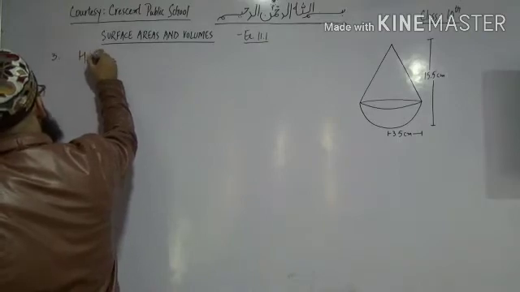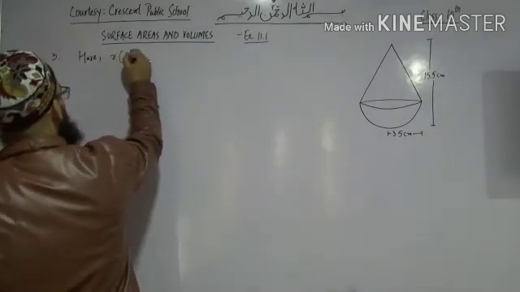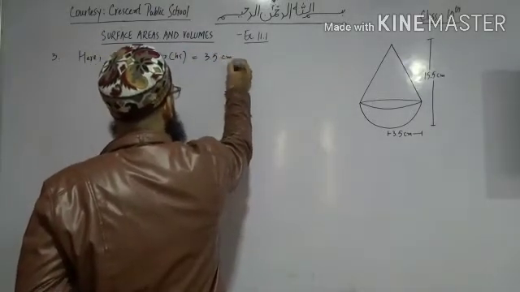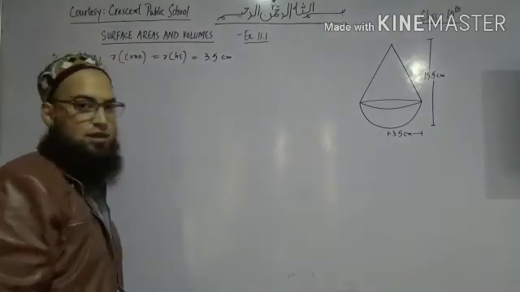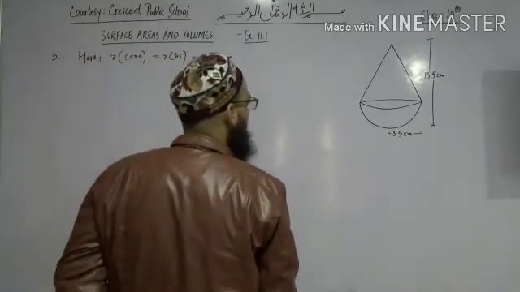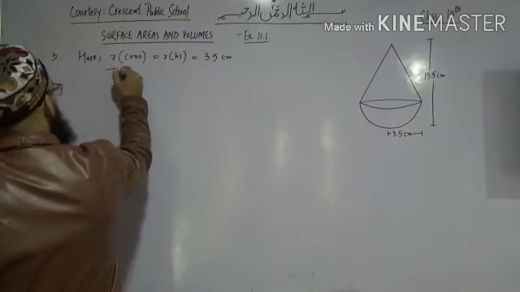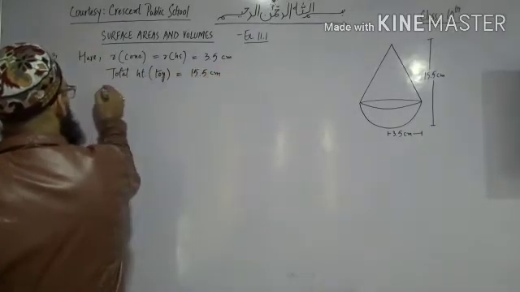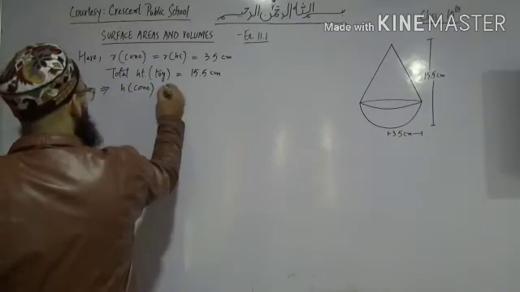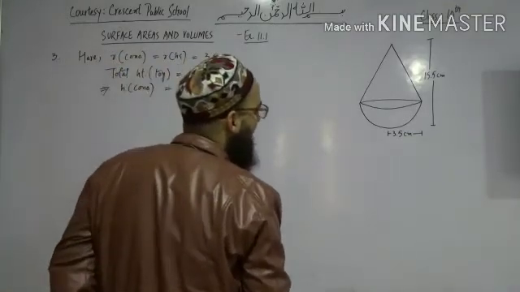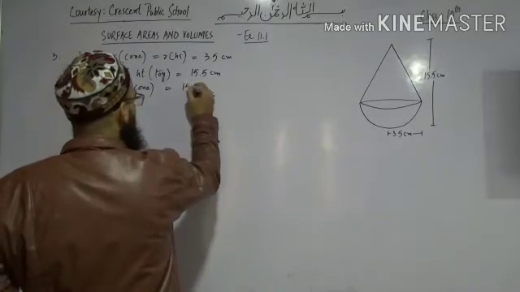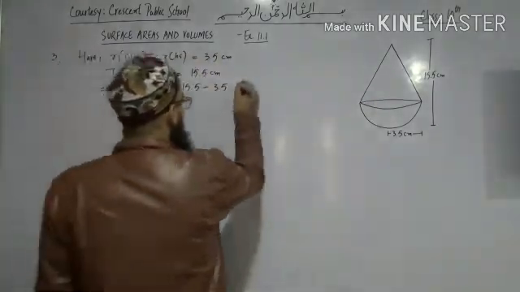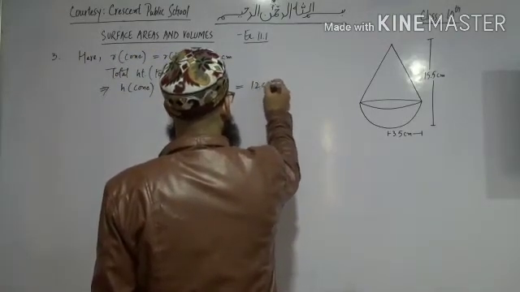It goes like this. Here, the radius of the cone is equal to the radius of the hemisphere, which is 3.5 centimeter. Then the total height of the toy is equal to 15.5 centimeter, which implies that we can find the height of the cone. Height of the cone is 15.5 minus 3.5, because I just told you that the height of the hemisphere is equal to its radius. That is 12 centimeter.